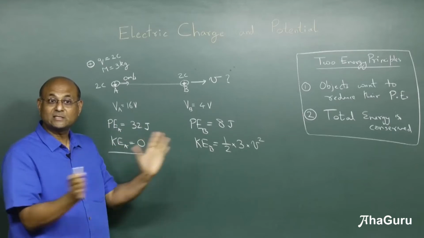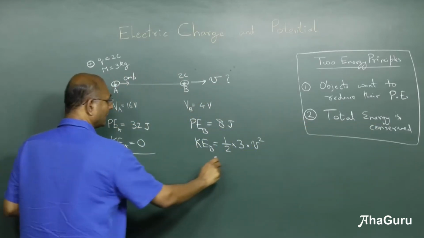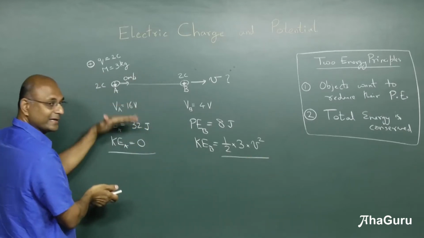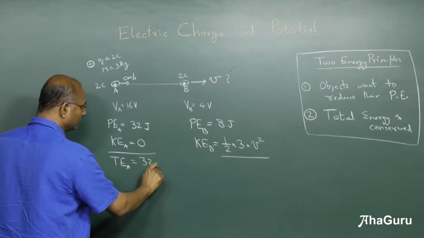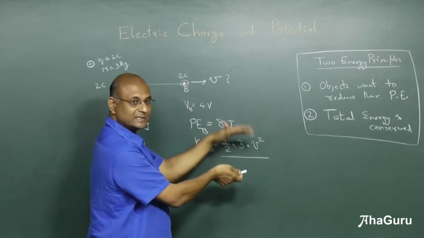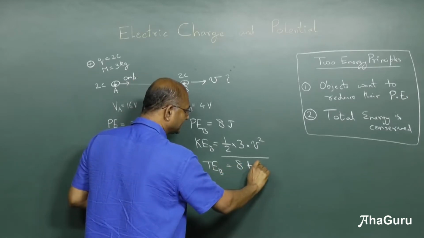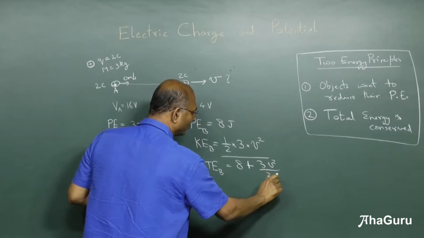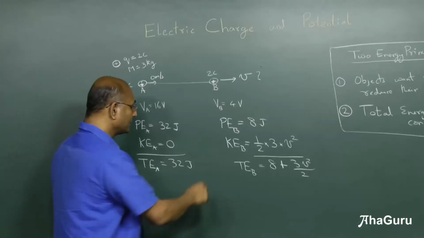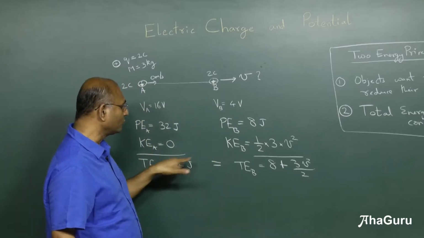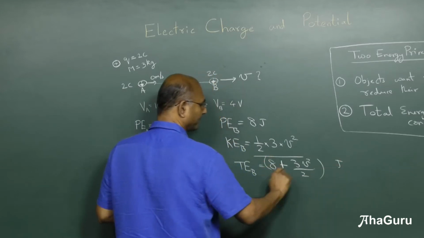Remember, potential energy is not conserved. Total energy is conserved. So let us try to find the total energy. What is the total energy at A? 32 joules. What is the total energy at B? 8 plus 3v square by 2. Total energy must be the same. There is no loss of energy anywhere. So if these two are equal, 32 joules must be equal to 8 plus 3v square by 2 joules.